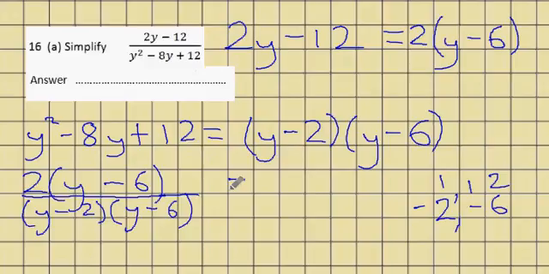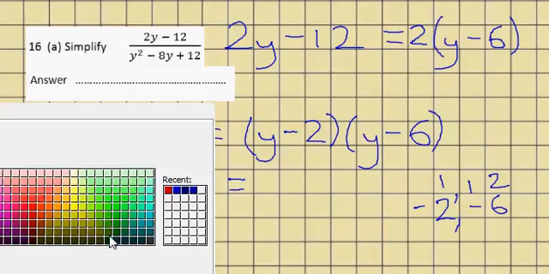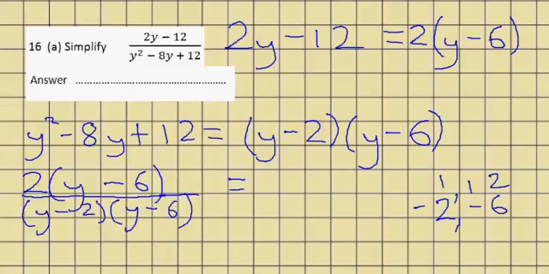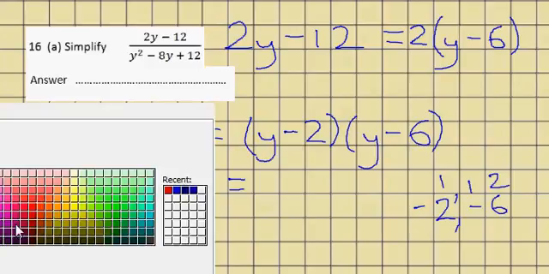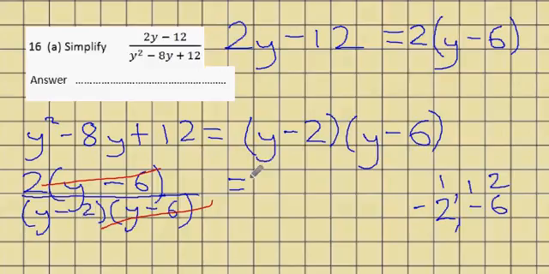I don't know if you noticed it, but now the top part of our fraction and the bottom part of our fraction have something in common. They have, you can see here, y - 6, and this bracket here, y - 6. I can cancel those down. In other words, I can divide the top and bottom by y - 6. So those can be cancelled out. I will be left with 2 times 1, or 2, over y - 2.